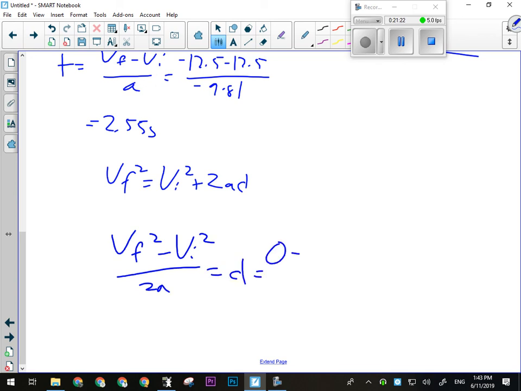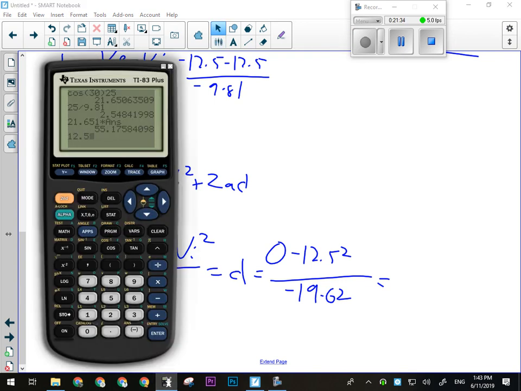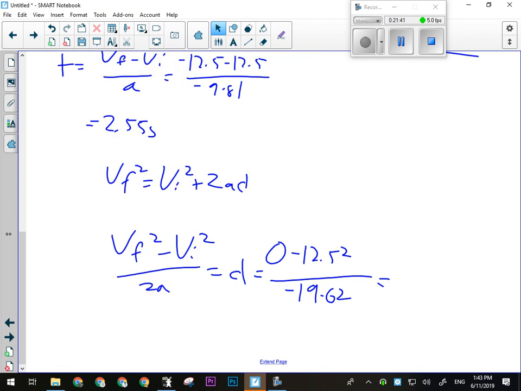So 0 minus 12.5 squared divided by negative 19.62. That's 2 times 9.81. All right, so a maximum height of 8.0 meters. Again, I had to do another acceleration calculation. We did tons of questions like that in class.